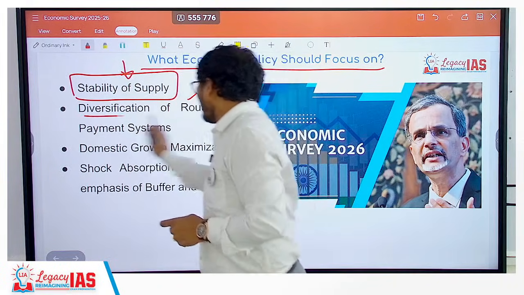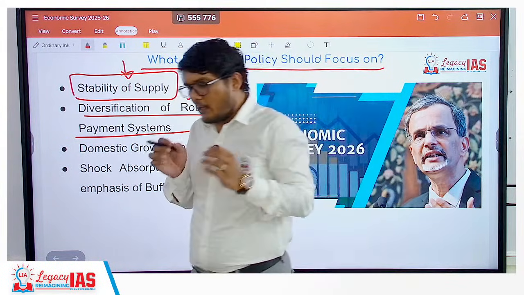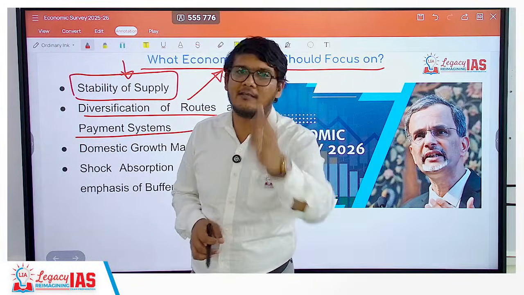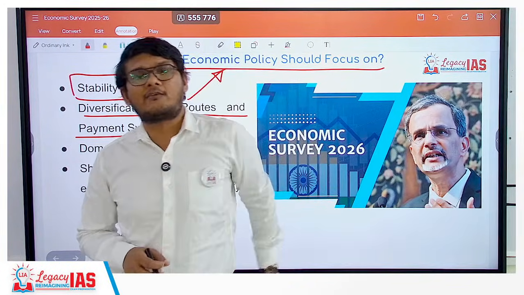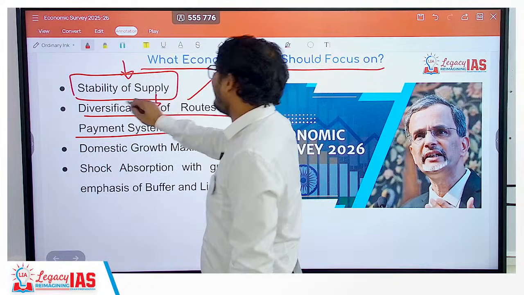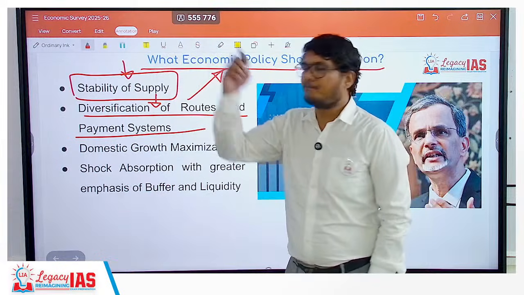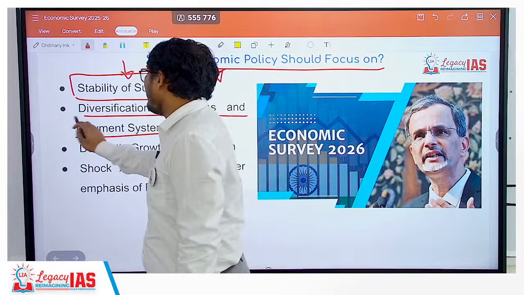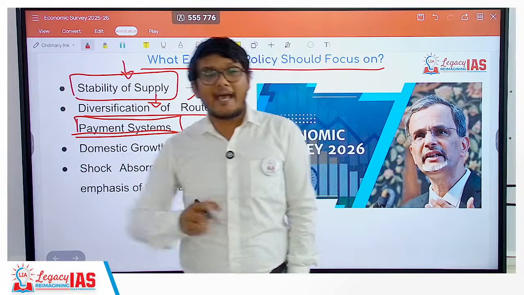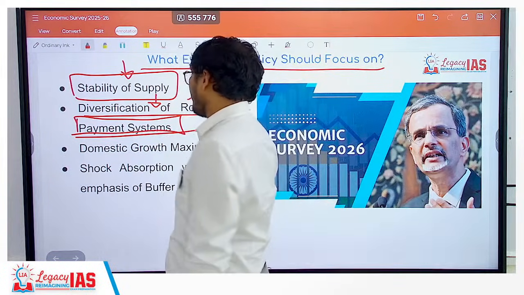Then diversification of routes and payment systems. You cannot keep on having only one single route for your exports. What if that route is having certain conflict going on between two nations? What will you do then? Your exports will take a hit. So you find out diversified or different routes, right? For example, construction of the INSTC, right? And have different payment systems. Different payment currencies, as relying too heavily on dollars and the SWIFT payment system is not going to cut it.